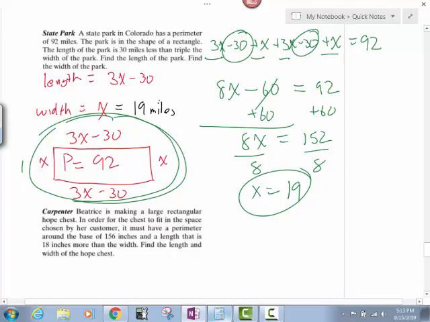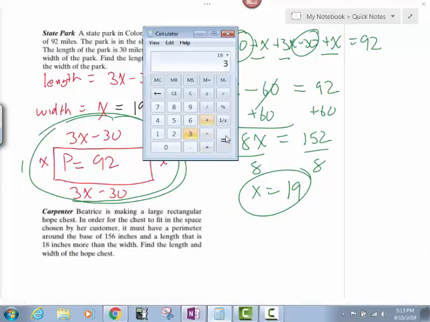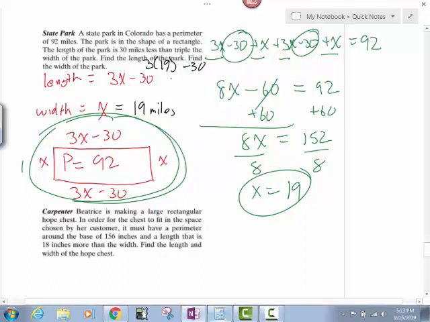Now, I need to find the length. So remember how I'm going to find the length. I'm going to take 3 times 19. And I'm going to minus 30. So let me grab my calculator. 19 times 3 is 57. Okay? So now I have 57 minus 30, 27, right? So 27 miles.